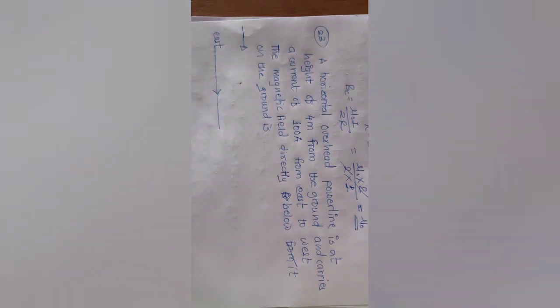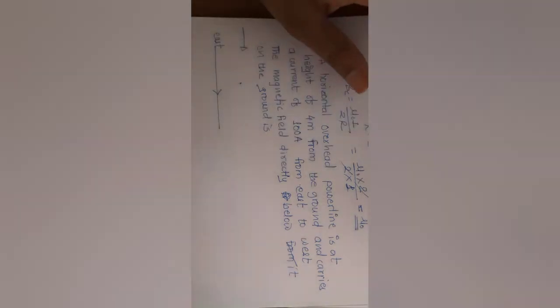Hello students, problem number 23 we have to solve. A horizontal overhead power line is at height of 4 meter from the ground and carries a current of 100 ampere from east to west. The magnetic field directly below it on the ground is. So in this problem we have to find the magnitude as well as the direction of the field. So how we find this?